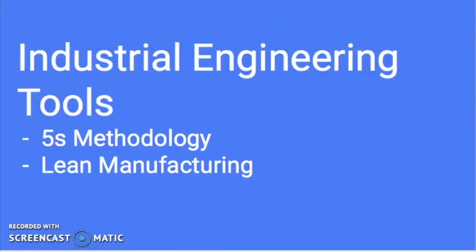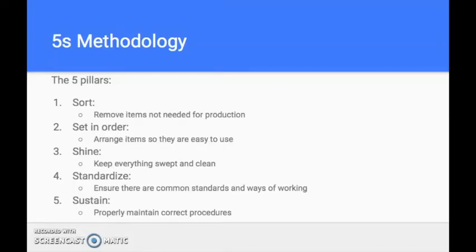So a few industrial engineering tools that we are going to use in our solution are 5S methodology as well as lean manufacturing. So the 5S methodology has 5 pillars, and they are sort, set in order, shine, standardize, and sustain. And for sort, it says to remove items that are not needed for production. Set in order says to arrange items so they are easy to use. So for our project, we had all the parts organized into bins so that they were easy to access.